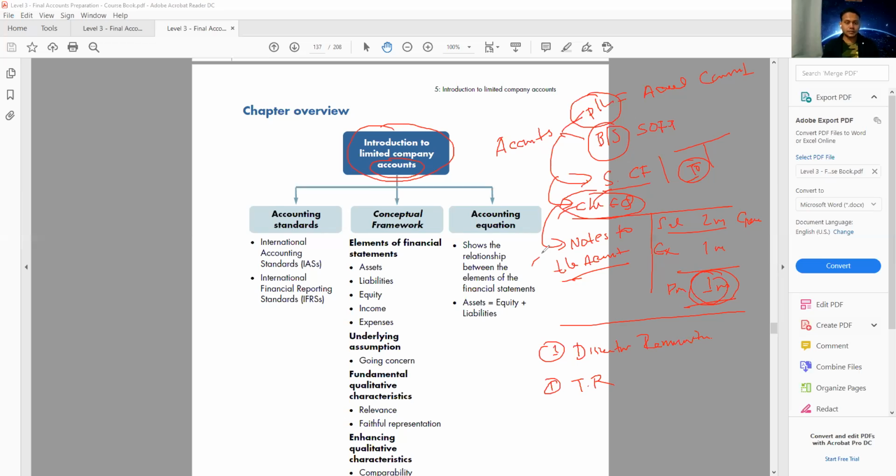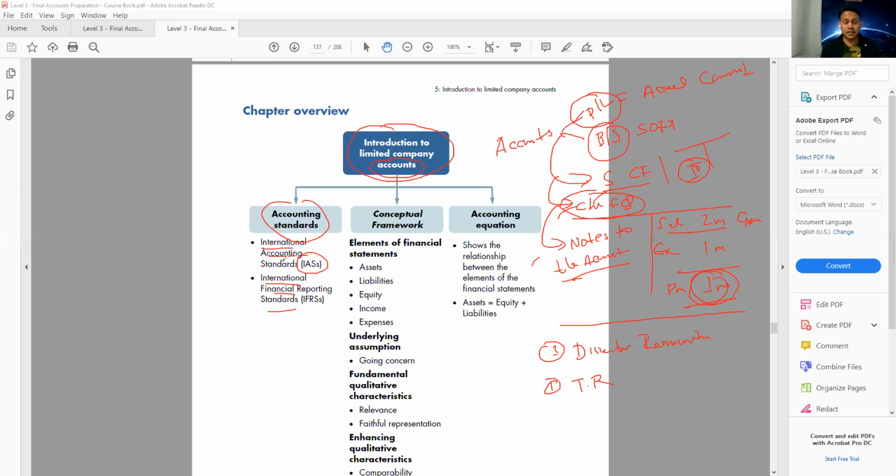All right, so the next bit we have here is accounting standards. There is IAS and there is IFRS. IAS is International Accounting Standard and IFRS is International Financial Reporting Standard. Before it was only IAS. Now they changed it a little bit.